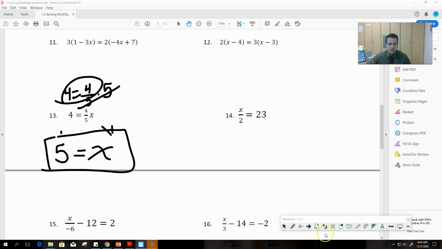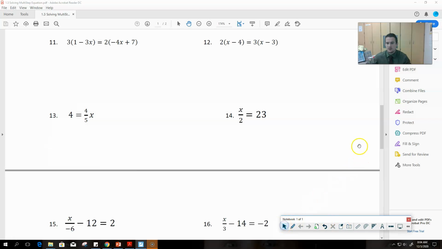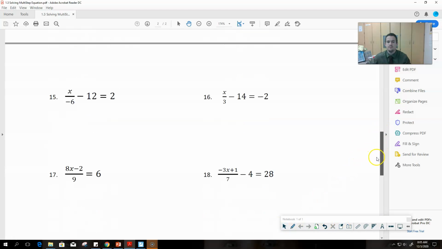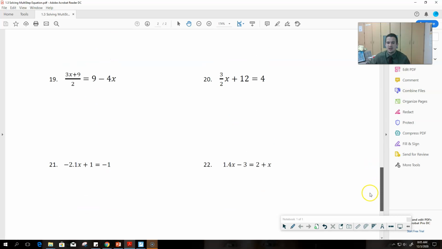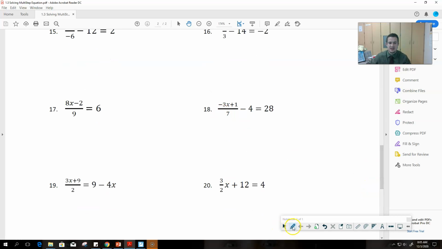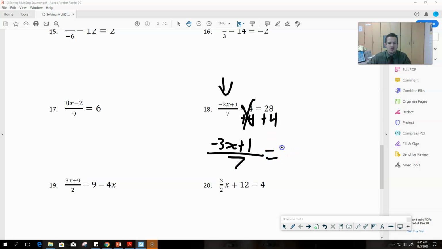Okay. Let me clear that off and scroll down a little bit here. Let's look at number 18. 18's got a lot going on. So I have negative 3x plus 1 divided by 7. I don't even want to worry about this yet because I want to take care of this minus 4. So I undo a minus 4 with a plus 4 on both sides, which leaves me with negative 3x plus 1 over 7 equals 32.